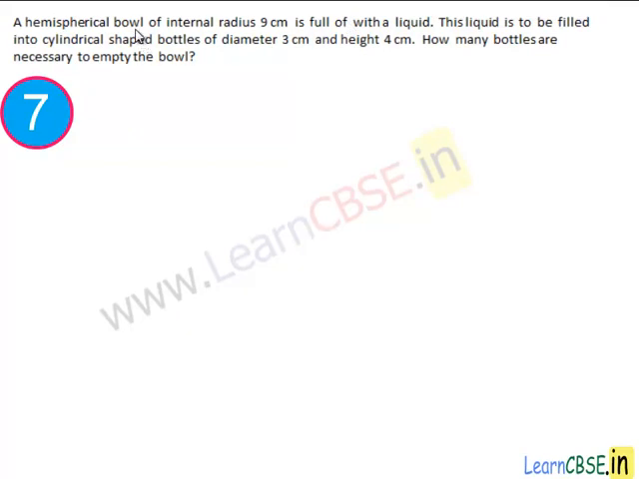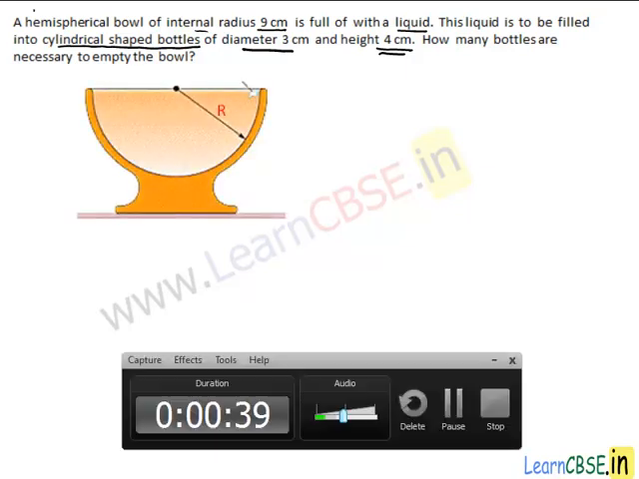In this question, we have given a hemispherical ball of internal radius 9 centimeters and it is full of liquid, and this liquid is used to fill cylindrical shaped bottles, and the diameter of base circle is 3 centimeters and the height of each bottle is 4 centimeters, and we have to find the number of bottles required to empty the hemispherical ball. That means the number of bottles required to fill up the liquid which is in the hemispherical ball. So let's work out the problem.